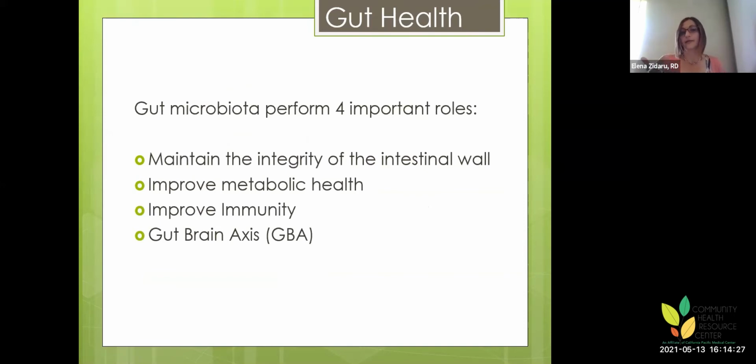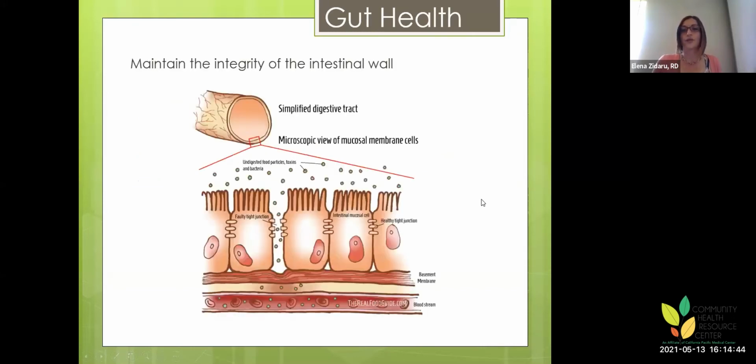Then the four more important roles are basically to maintain the integrity of the intestinal wall, improve metabolic health, improve immunity, and also the gut-brain axis, which is kind of a way those microbes that we have in our gut communicate with our brain. And there's more research showing they can affect mood, anxiety, depression, and all those mental health issues.